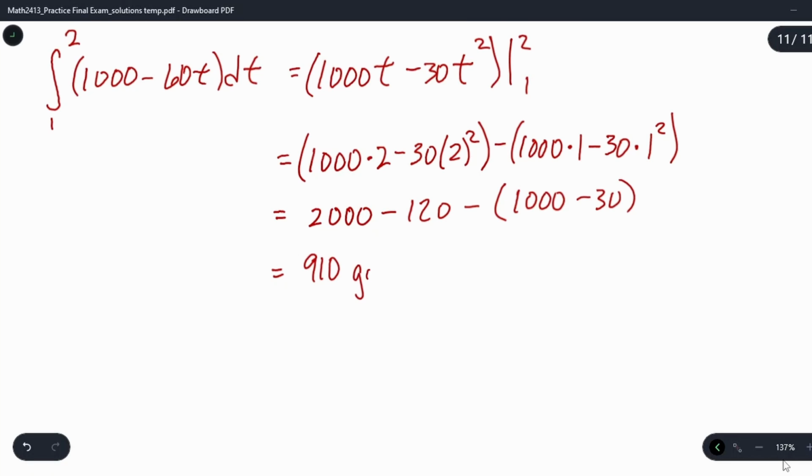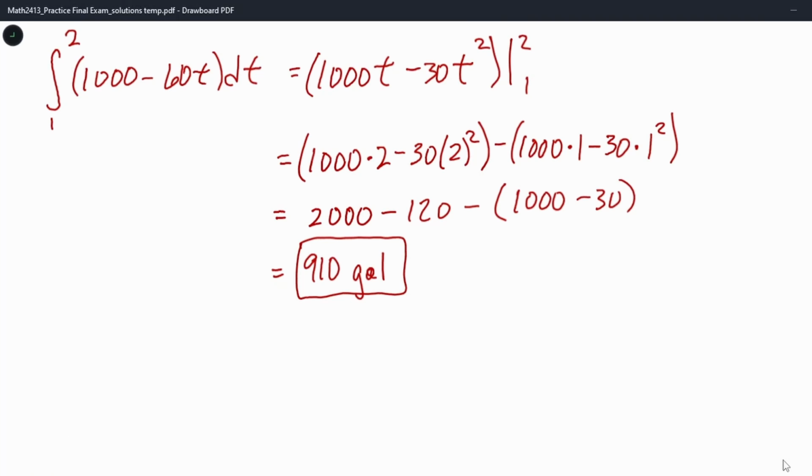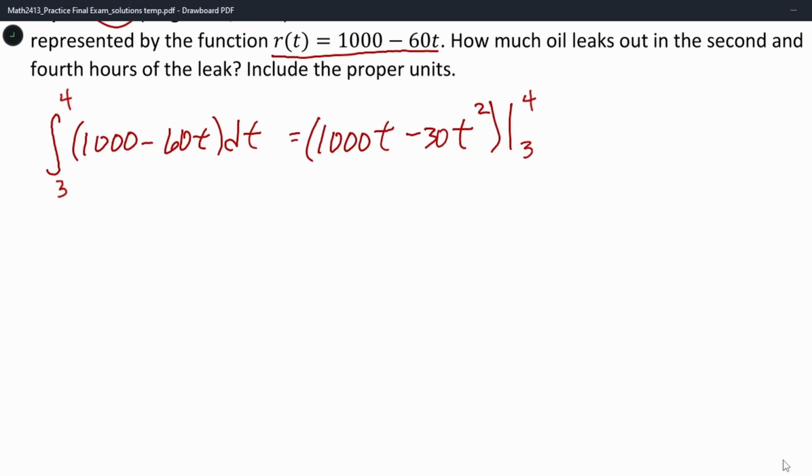910 what? Gallons of oil. And then we need to repeat the process for the second part of the problem, the integral from 3 to 4. Now this is going to be exactly the same as the previous problem except for our boundaries. Going from 3 to 4, we still have the same antiderivative.